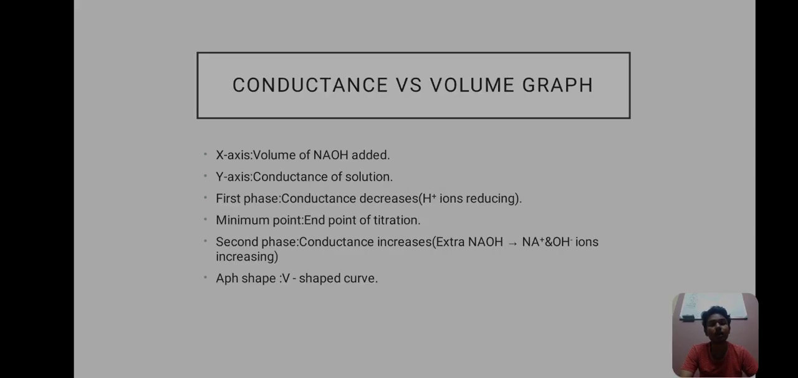Conductance versus volume graph. This is the conductance versus volume graph. On the x-axis, we take the volume of NaOH added, and on the y-axis, we take the conductance. At first, the conductance decreases because H+ ions are getting neutralized. The minimum point of the graph represents the end point. After that, the conductance increases again due to addition of Na+ and OH- ions. So the graph looks like a V-shaped curve.